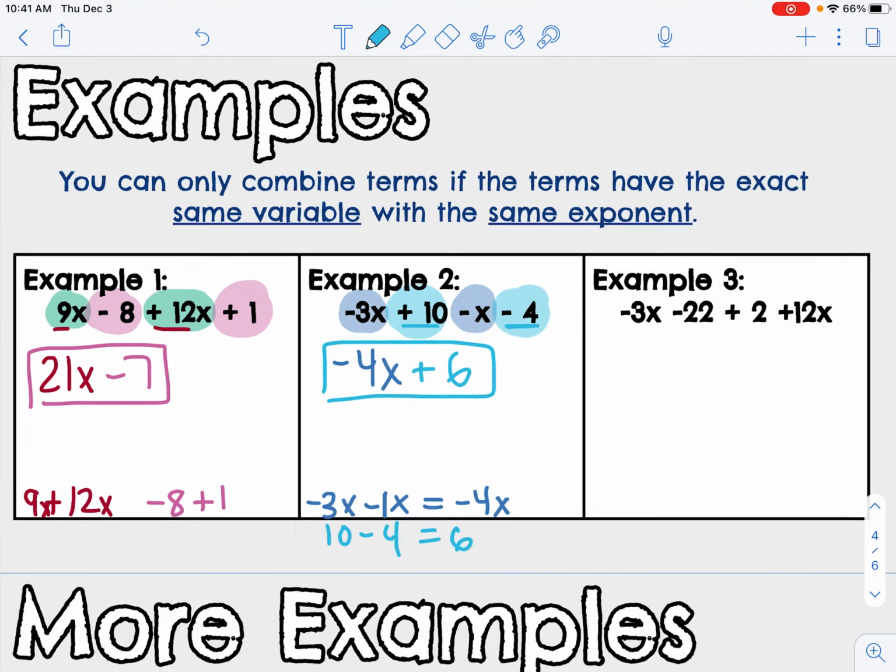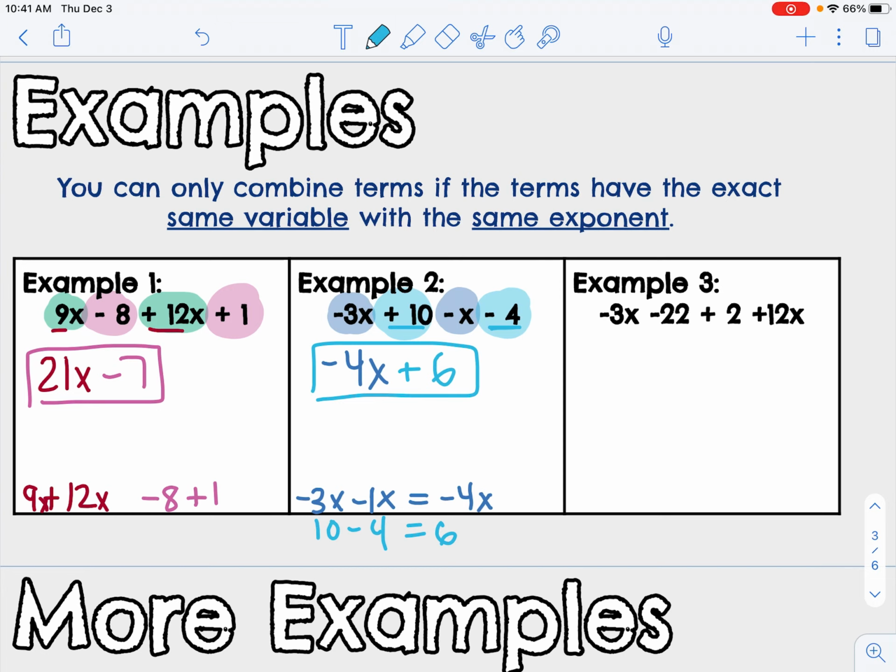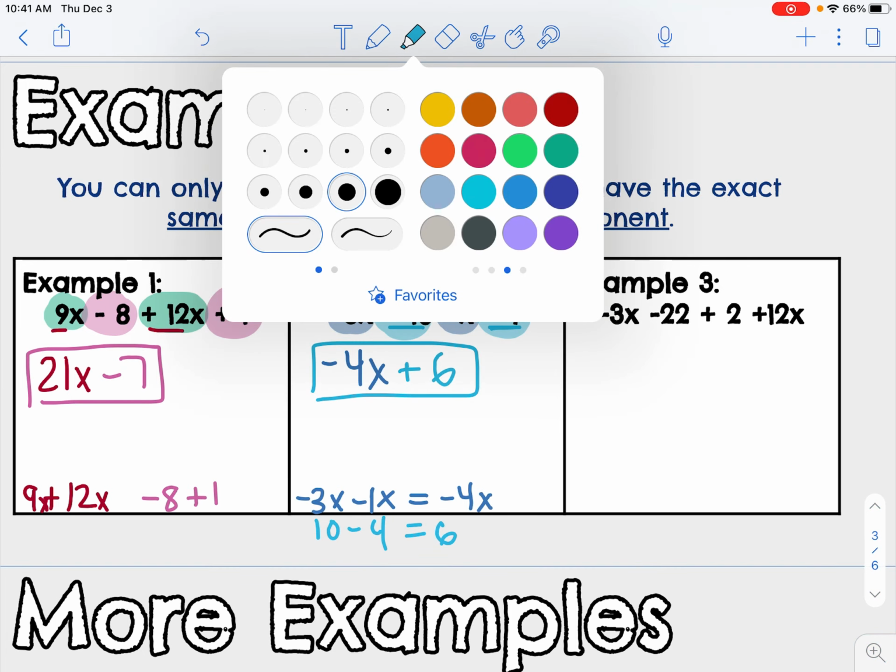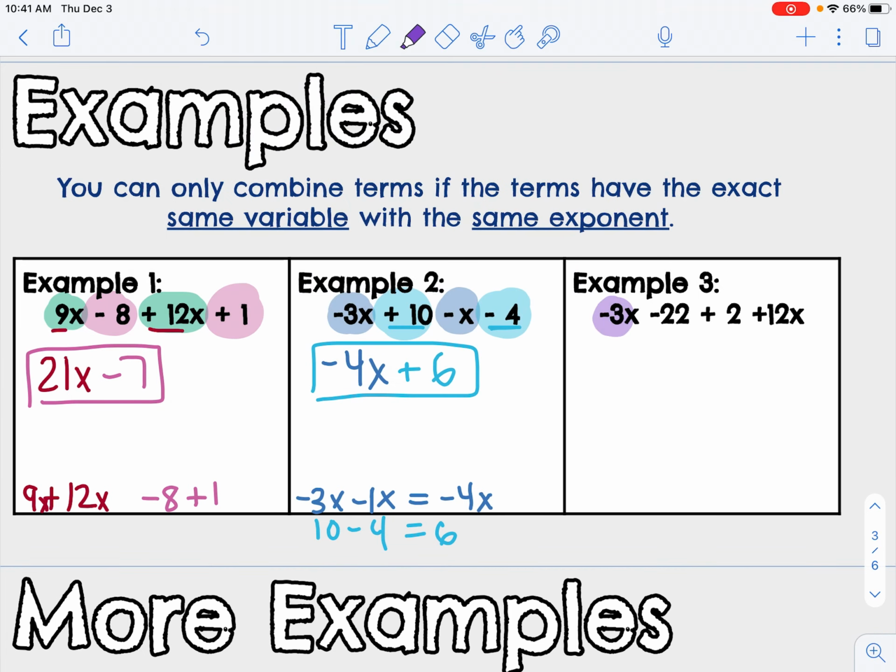So if you're watching this video, you can pause this video to try example 3, and then start the video again to check your work. So example number 3, if we want to combine like terms, we're going to have negative 3x minus 22 plus 2 plus 12x. So I'm going to combine this negative 3x and this positive 12x.